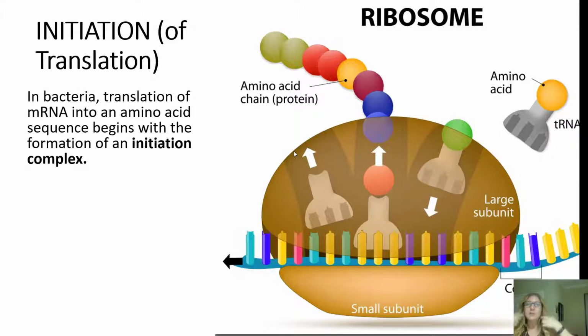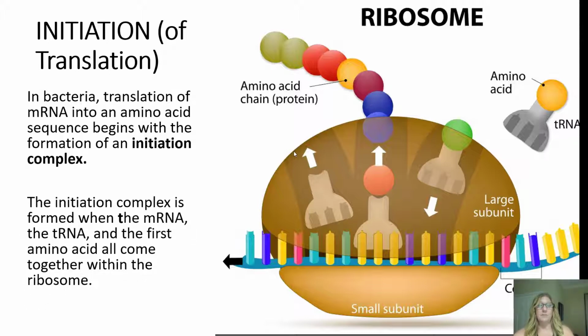All right. So once we have our RNA, the next process will be translation. Let's now look at how translation in bacteria cells is initiated. In bacteria, translation of mRNA into an amino acid sequence begins with the formation of what we call an initiation complex. The initiation complex is formed when the mRNA and tRNA and the first amino acid all come together within the ribosome itself.